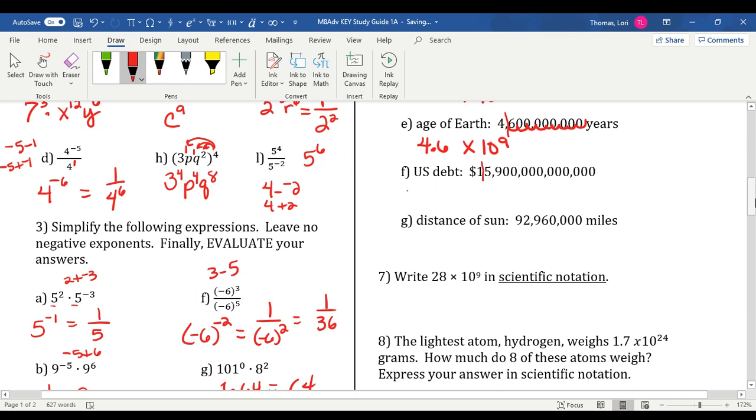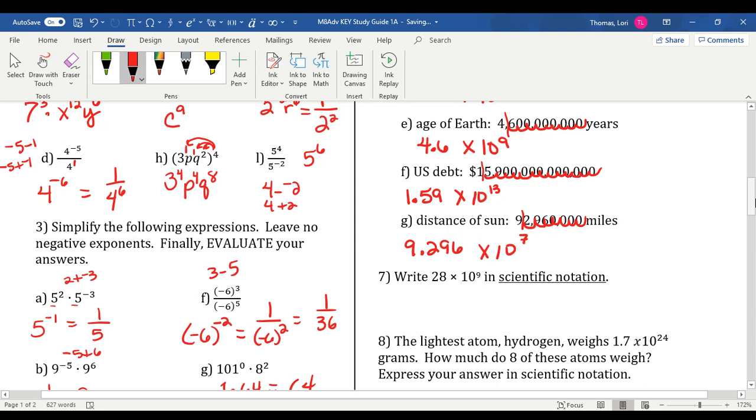On our next one, we're moving the decimal here. So our coefficient is 1.59 times 10, and we're moving it 1, 2, 3, 4, 5, 6, 7, 8, 9, 10, 11, 12, 13 to the power of 13. So our coefficient is 9.296 times 10, and we're moving it 1, 2, 3, 4, 5, 6, 7.